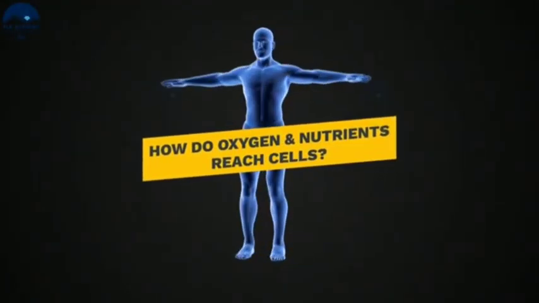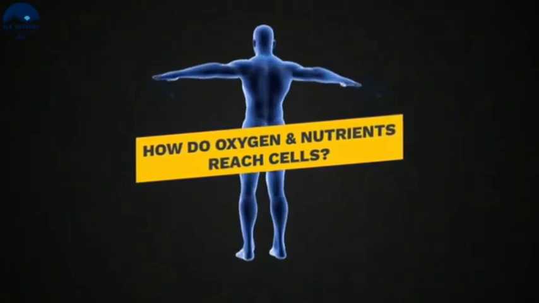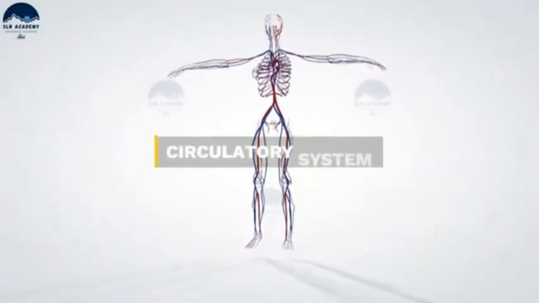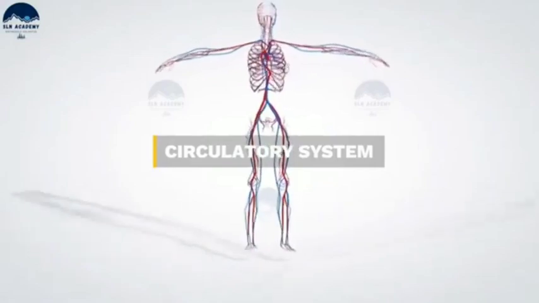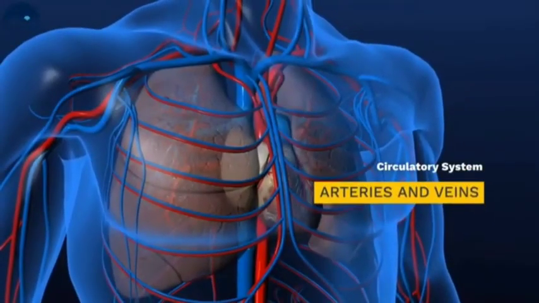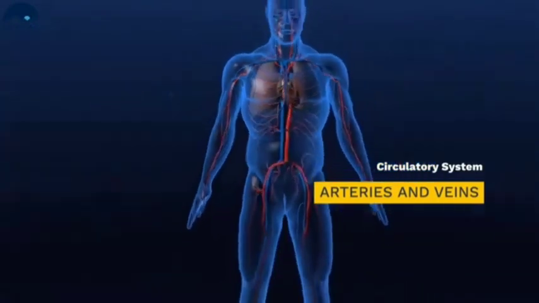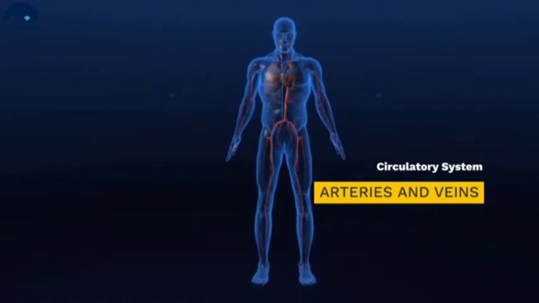But how do oxygen and nutrients reach each cell? There should be some transport system which circulates blood to each and every part of our body. The circulatory system is the body system that moves blood around the body. Now, let us talk about human circulatory system parts and functions.